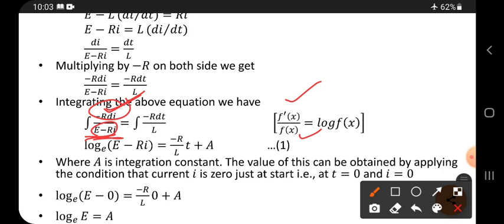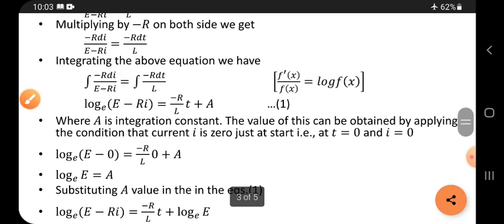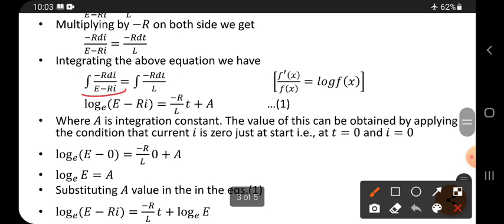So here you must keep the integration. Integration of f dash of x by f of x is log f of x. Whatever is present in the denominator, you must write inside the log. The same thing in the denominator is E minus Ri. So log of E minus Ri is equal to, here integration and differentiation get cancelled.